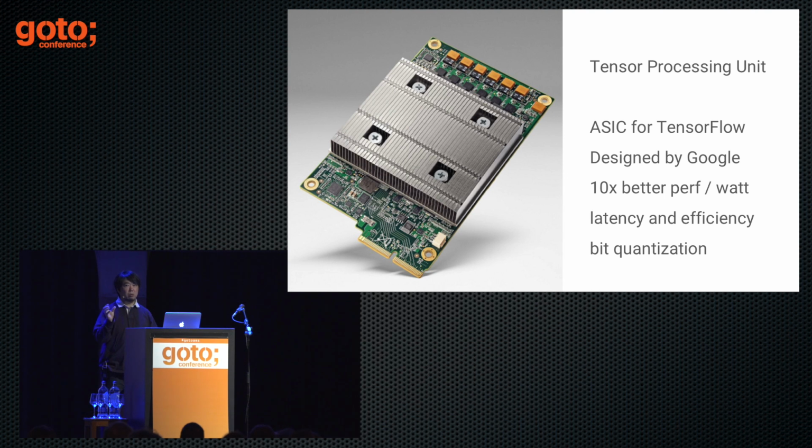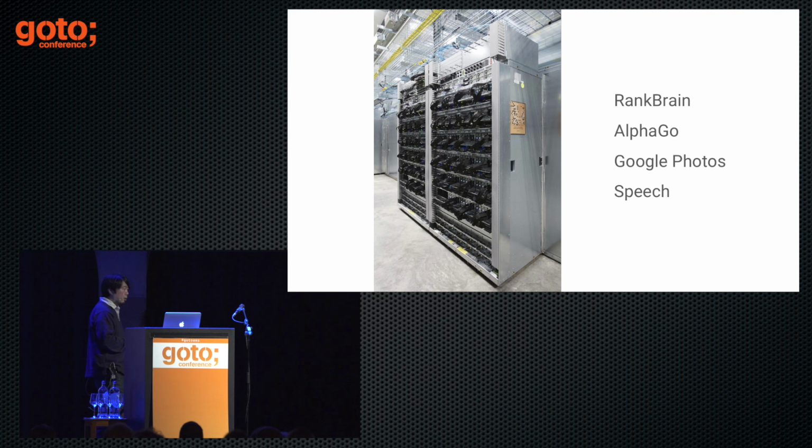We also use special techniques such as bit quantization. Rather than using 32-bit or 16-bit to calculate every matrix operation, we quantize into 8-bit, where there is not much loss of accuracy, so that you can fit much bigger parameter sets into a very small memory footprint. And we have been using TPUs for many production projects already: RankBrain, AlphaGo, Google Photos, and speech recognition. Actually, we have been using TPUs for the last 1 year.